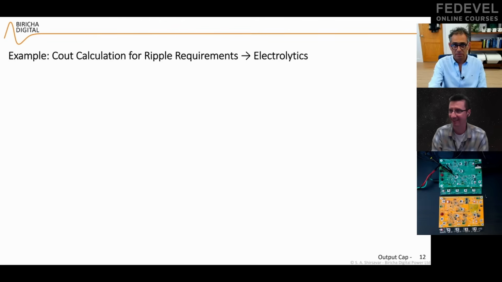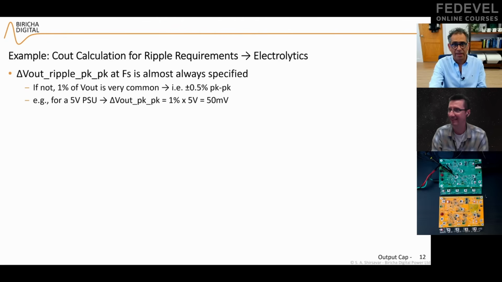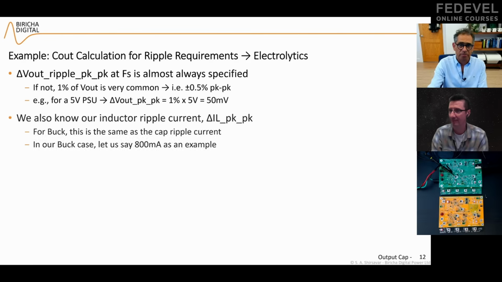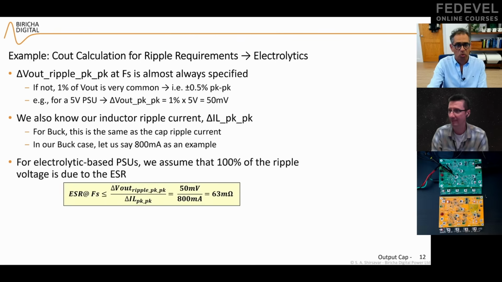Perfect. Again, I'm going to give an example. Let us say I'm going to allow 1% ripple on the output voltage. For a 5-volt power supply, that's 50 millivolts. Let's say I have 800 milliamps of ripple on my current. These are all part of my specification. This is Ohm's law, V equals IR. 50 millivolts divided by 800 milliamps, 63 milliohms is the maximum amount of ESR that my capacitor can have before it violates the ripple requirements.